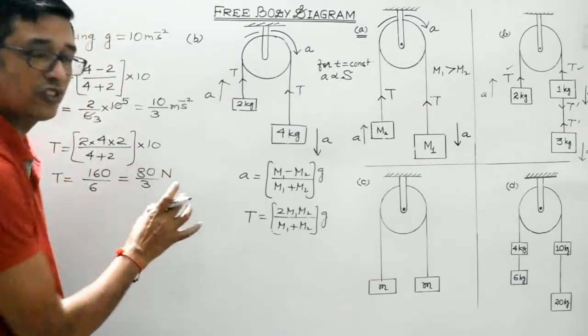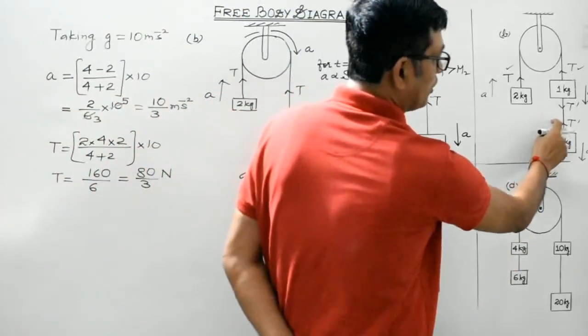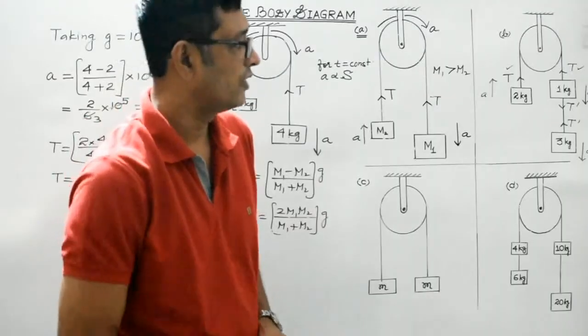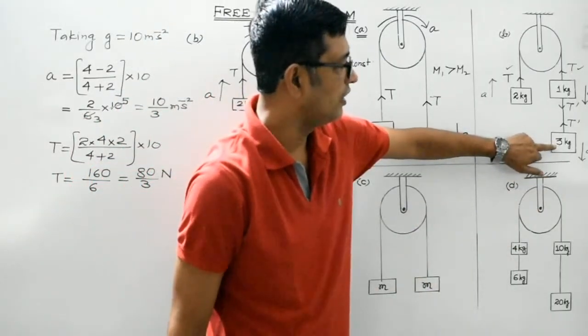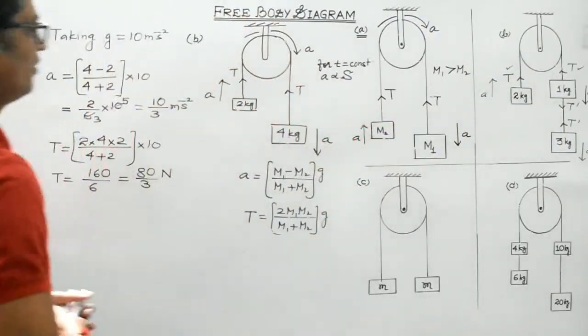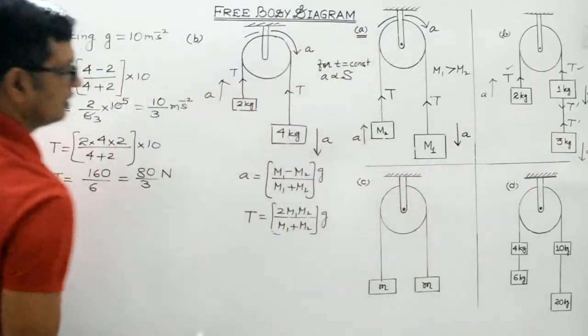26.67 Newton. 80 by 3 is 26.67. Now students, we need to find out the value of T dash. For that, you can draw the free body diagram of either mass 3 kg or of mass 1 kg. You should get the answer of T dash then, right? Let's try to draw the free body diagram of this case.